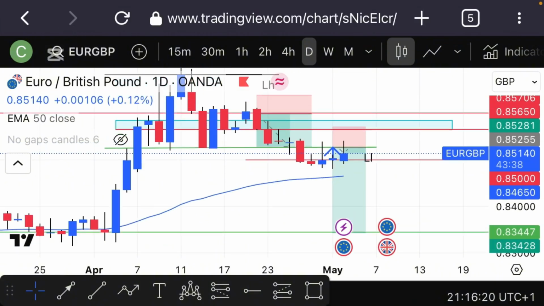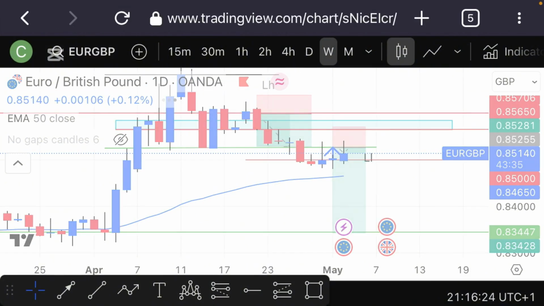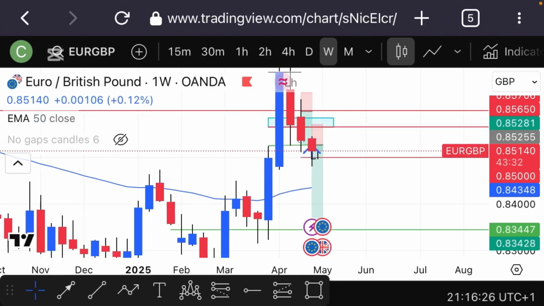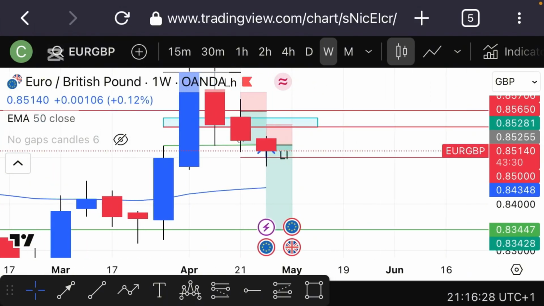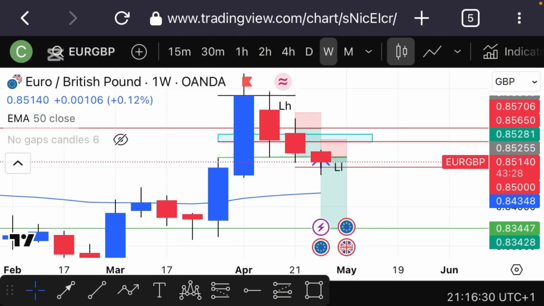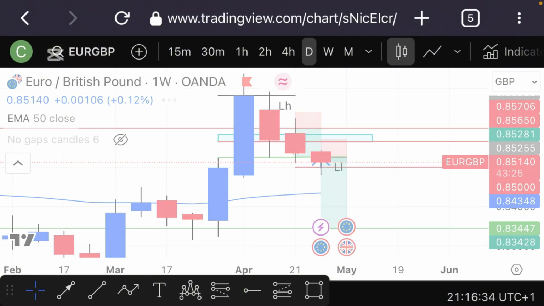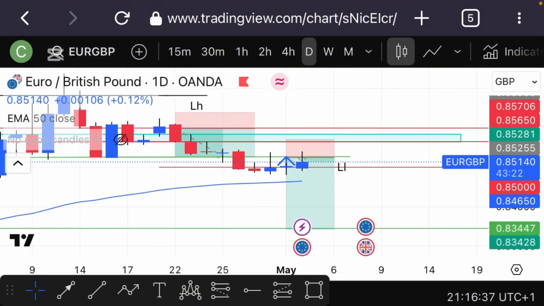Euro GBP, I was interested in buys. No, I was interested in sales, because the weekly we were bullish, the daily we were bearish.